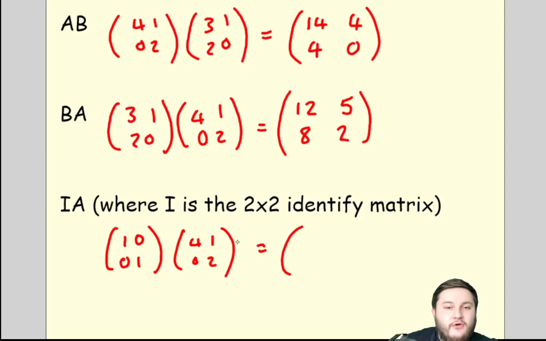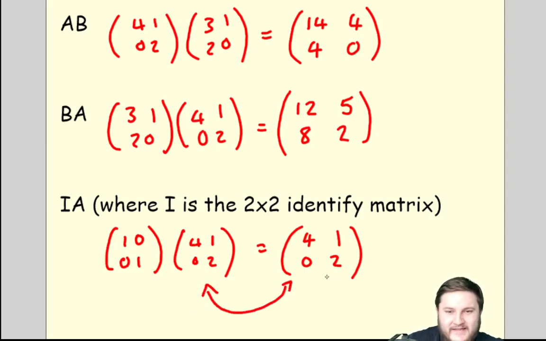So we do 1 times 4, which is 4, plus 0 times 0, which is still 4. Then we do 1 times 1, which is 1, plus 0 times 2, which is 0. So we get 1. 0 times 4 is 0, plus 1 times 0, which is 0. And then 0 times 1, which is 0, plus 1 times 2, which is 2. Wow, that's super weird. Because what we've ended up getting here is the same as what we started with. This is matrix A.